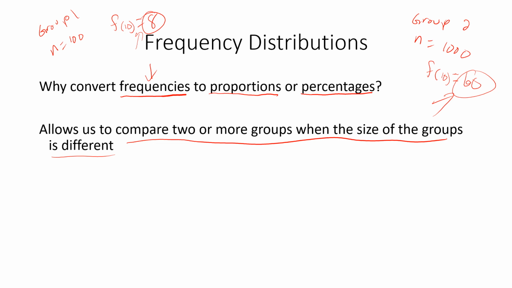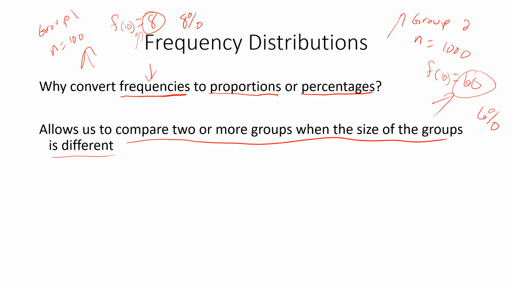But when you convert it to a proportion, when you convert it to a percent, you can see here that in this case, 8% got a 10, whereas down here only 6% got a 10. So in relative terms, this group, group 1, did better than group 2. So when you've got different size groups, converting these absolute frequencies to relative frequencies or percentages allows us to make a comparison. If you don't do that, you can't make a comparison.